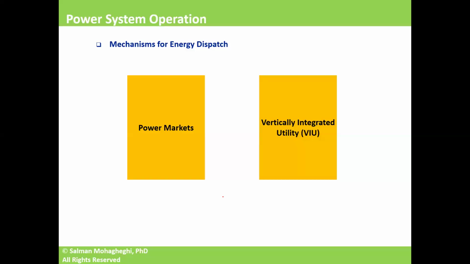What we're going to be focused on today is the second mechanism, which is what vertically integrated utilities do. A VIU is an electric utility that owns the majority of its generation and pretty much the entirety of transmission and distribution networks. These utilities have the power, the means to regulate and dispatch their own resources. And that's what we're going to be focused on today.